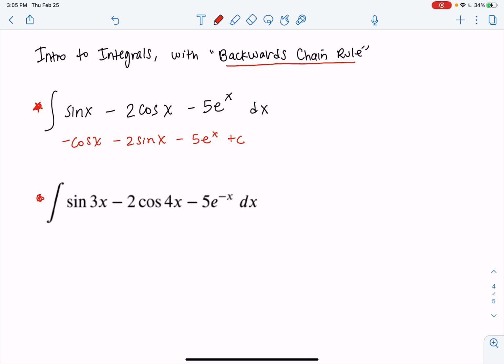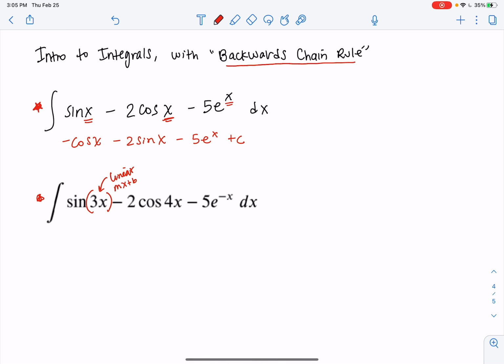The top one was very simple: sine of just x, cosine of just x, e to the power of just x. But in our second example, I'm complicating the inside function. So not only do we have sine, which is already a function, but now I'm taking sine of 3x, which represents really a line. This is a linear, meaning it's an mx plus b form expression. So it's a function, which is 3x, inside of another function, which is sine. That tells me I'm going to need to use the backwards chain rule.